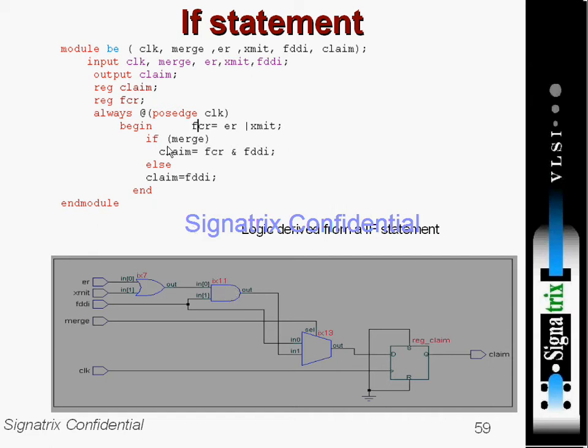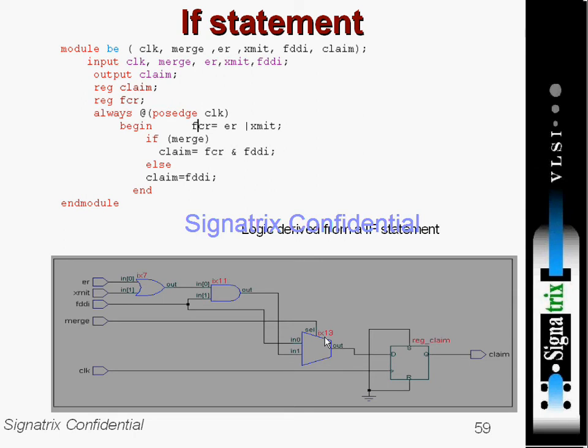So if merge is 1, this block will execute. If merge is 0, then claim equal to FDDI would be executing. So merge is the condition; if that condition holds true, claim would take the value of FCR and FDDI. Else it would move to claim having the value of only FDDI.